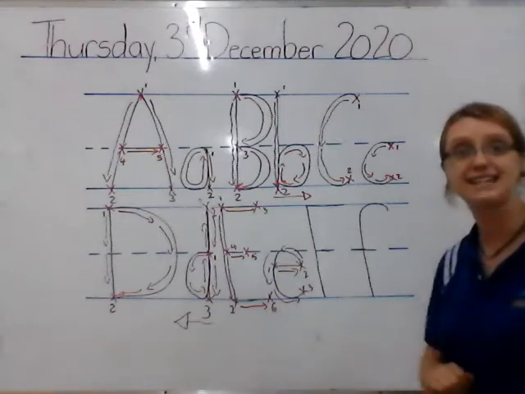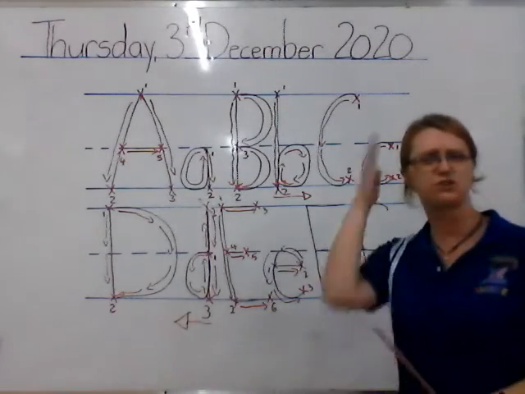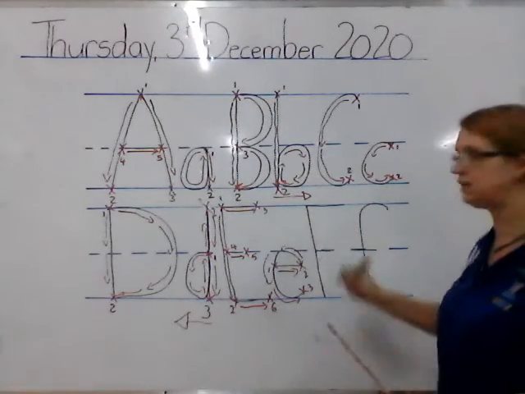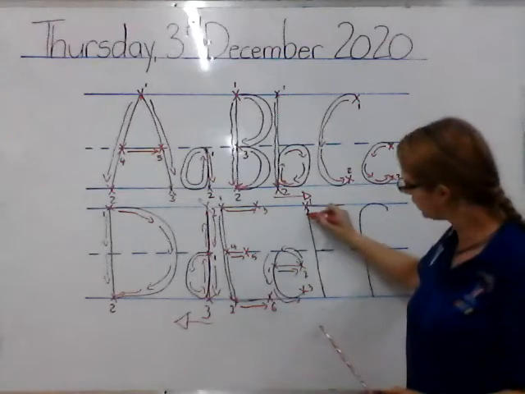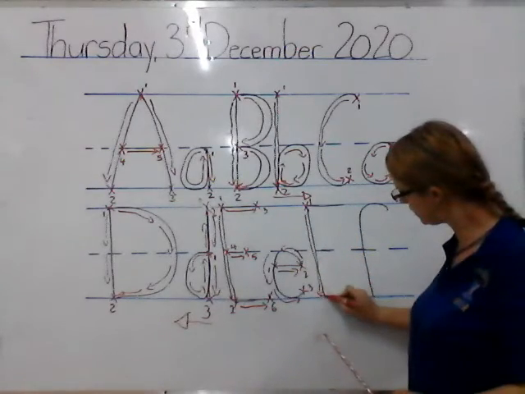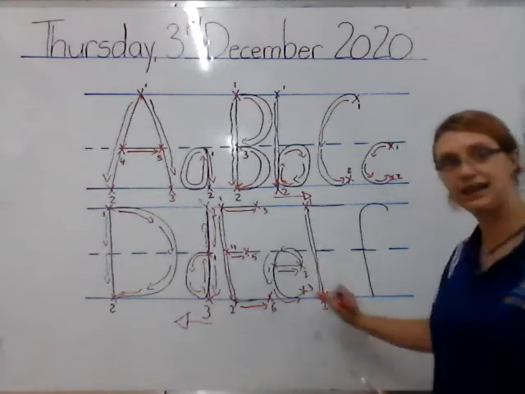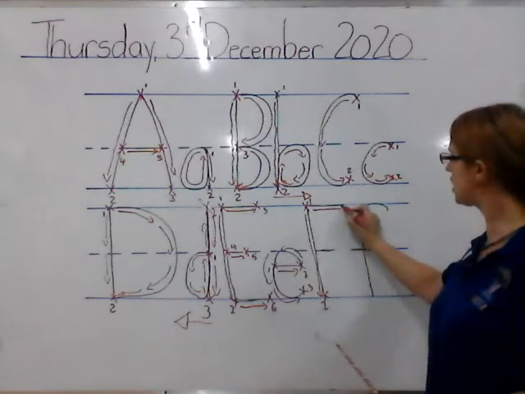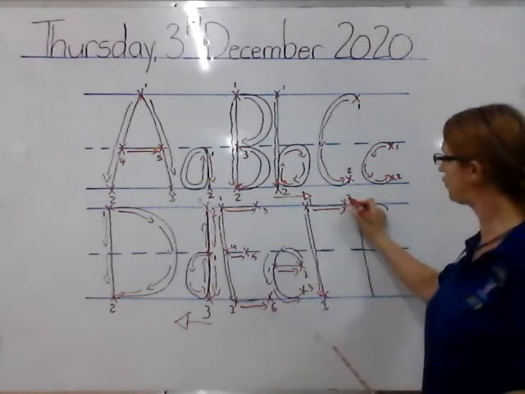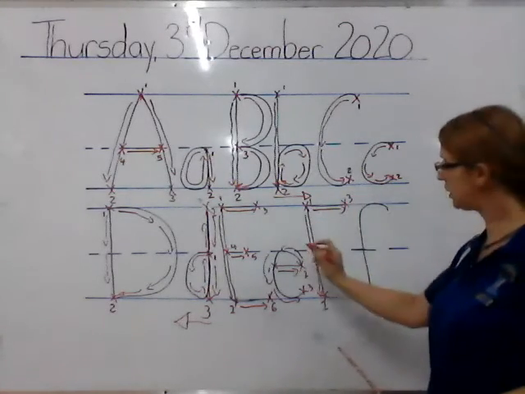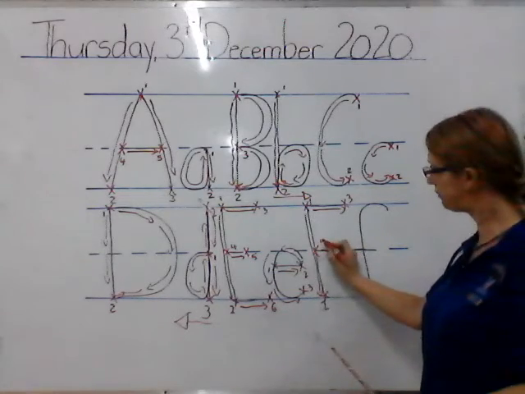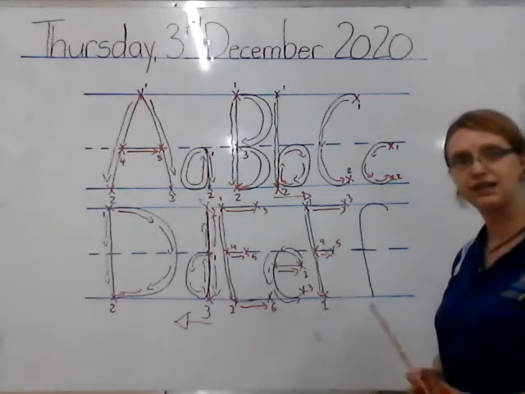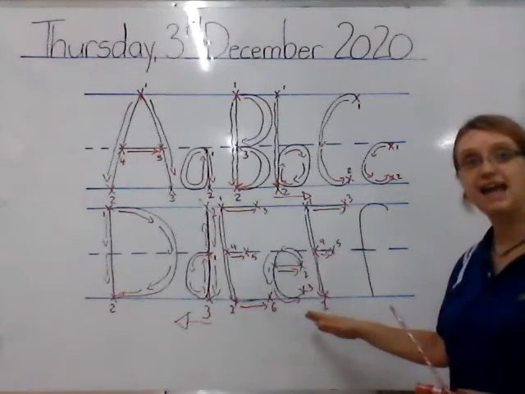The last letter, letter F. You just learned letter F, so fresh in your memory. So we're going to start on the top line again. Point 1. We're going to go all the way down to point 2. I'm going to lift up and go back to point 1. I'm going to go across, across, across to point 3. Then we're going to go to the middle line, point 4, across to point 5. There you go. Big letter F.